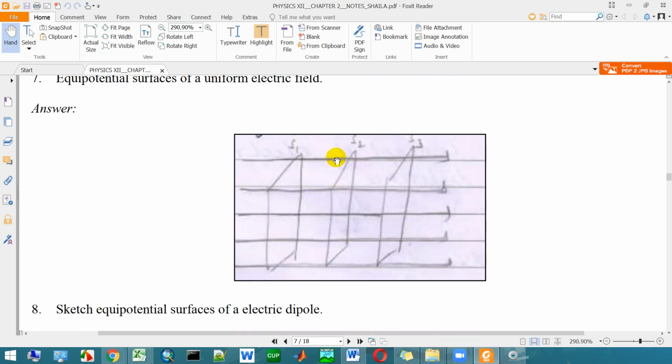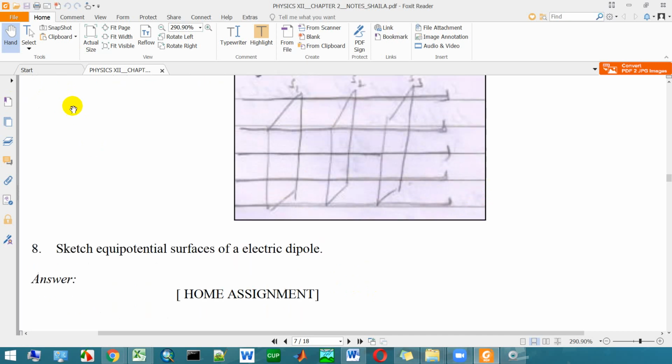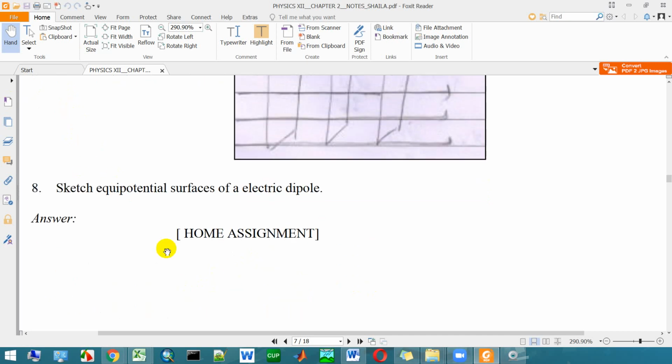Then the seventh question is the equipotential surface for a uniform electric field. Now you know how to represent a uniform electric field by equally spaced parallel lines. Uniform electric field means the strength of the electric field is uniform at all points. So this is very simple. The direction of the electric field is this, and these are the equipotential surfaces.